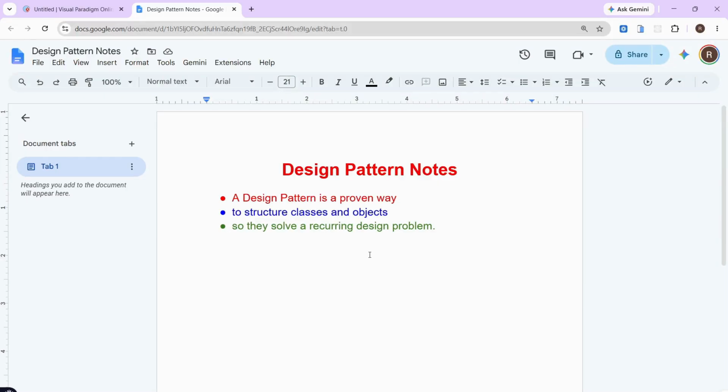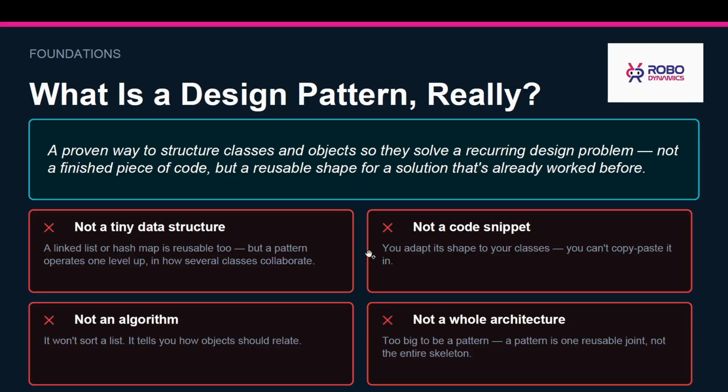Now let us try to understand what exactly a design pattern is. A design pattern is something which has worked for someone else. A design pattern helps you in arranging the classes and objects in a given project. A design pattern is not a piece of code.